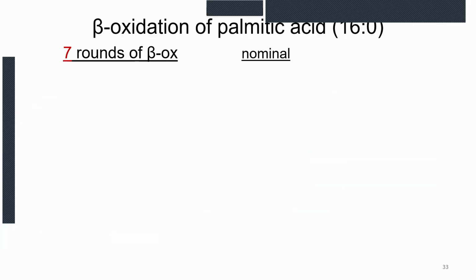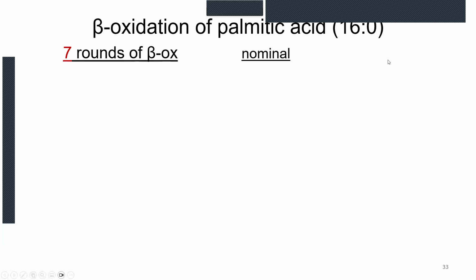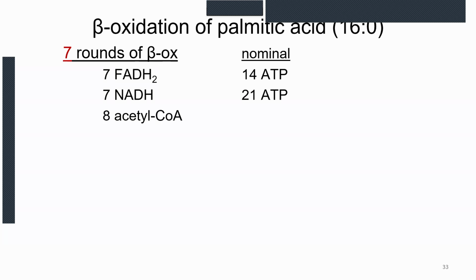We do 7 rounds. That might sound like it doesn't make any sense because it's 2 carbons at a time. Well, remember that very last round. So from 7 rounds of beta oxidation, you're going to get 7 FADH2s. Those FADH2s are going to be converted to 14 ATP. 7 NADH will give you approximately 21 ATP from your 8 acetyl-CoA molecules.